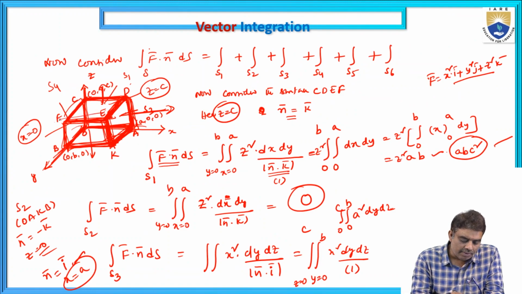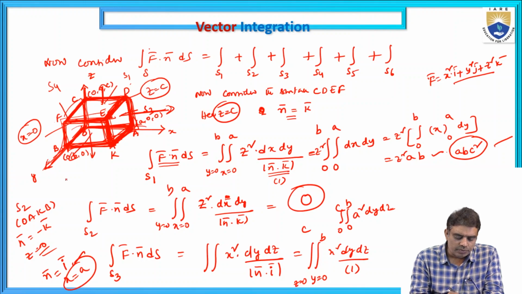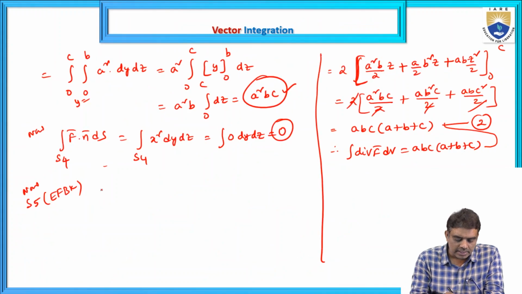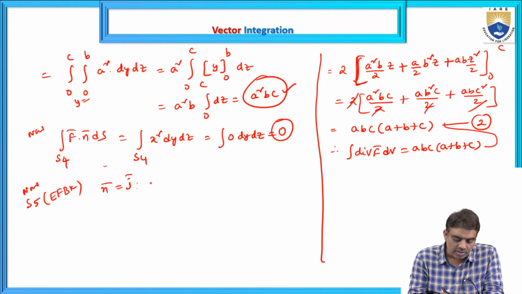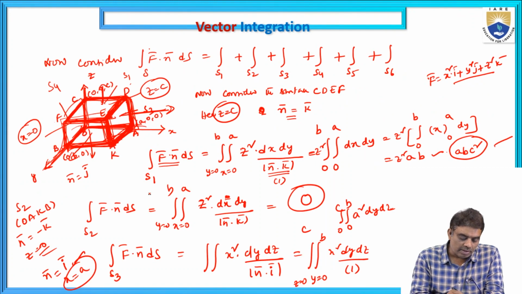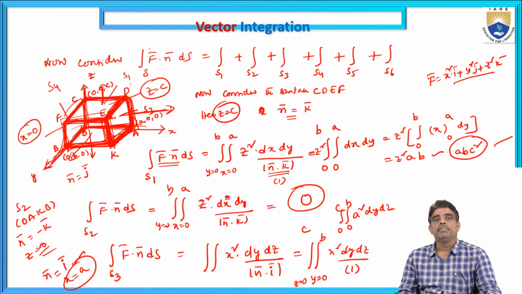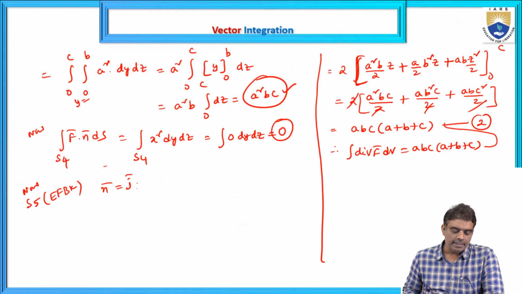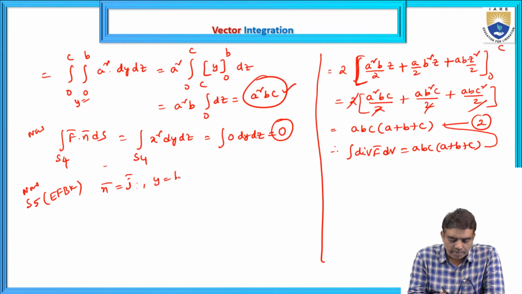EFBK, this surface. The outward normal vector is in the positive y-axis, so n bar is equal to j bar here. And this is the equation of the plane. The equation of the plane is y is equal to b, because it is at a distance b from the origin. So this is y is equal to b.